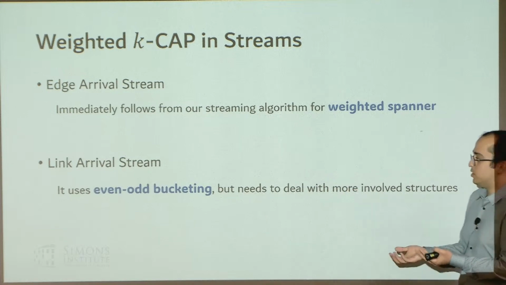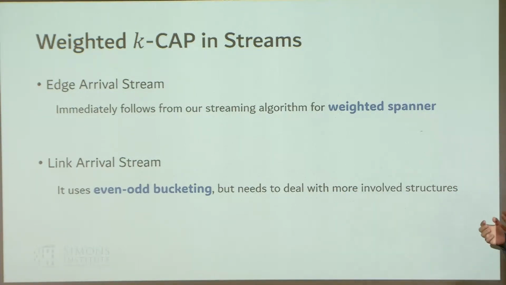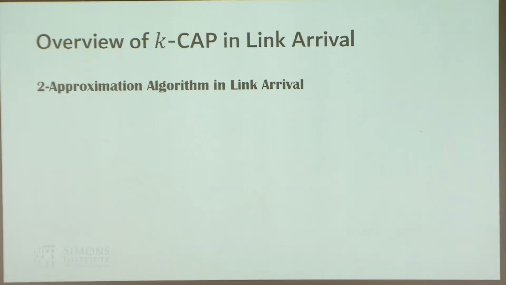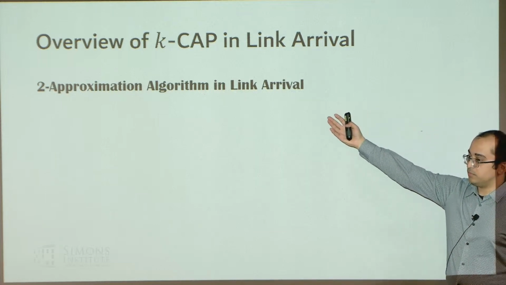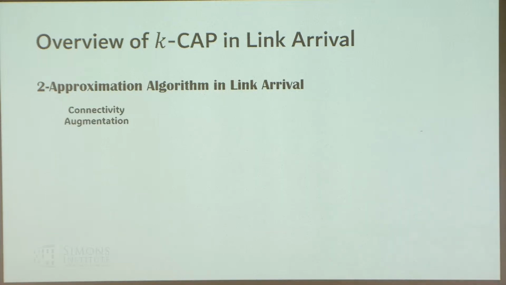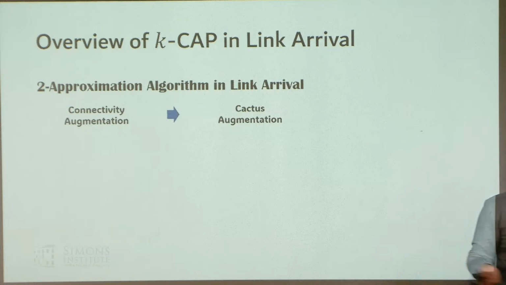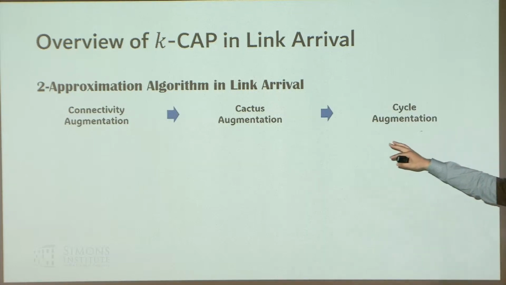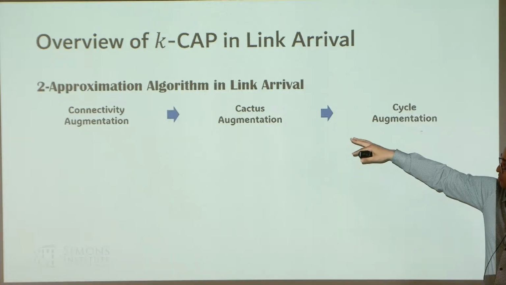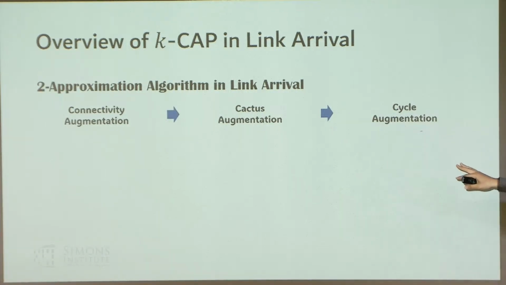So we use a similar even-odd bucketing idea, but now we need to deal with more involved structures. Our algorithm was a two-approximation algorithm here for connectivity augmentation. The way we do it is that we use the fact that connectivity augmentation reduces to cactus augmentation. Then we use another observation that to perform cactus augmentation, it suffices to do cycle augmentation. So it's much simpler now.